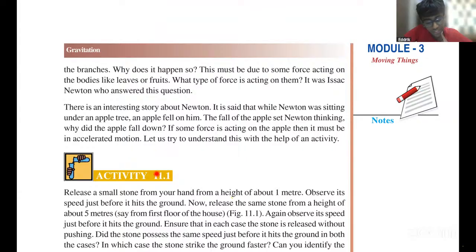It was Isaac Newton who answered this question. There is an interesting story about Newton. They said that when Newton was sitting under an apple tree, an apple fell on him. The fall of the apple set Newton thinking, why did the apple fall down? If some force is acting on the apple, then there must be an accelerated motion. Let us try to understand this with the help of an activity.